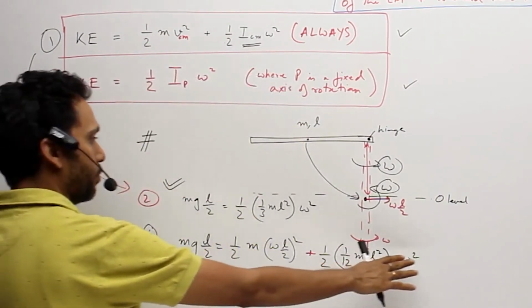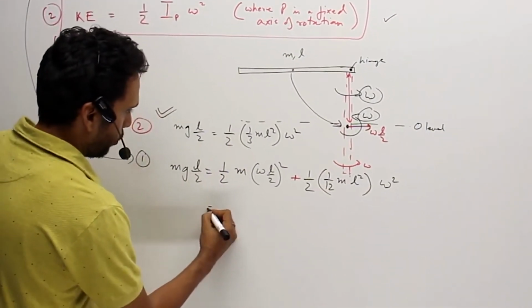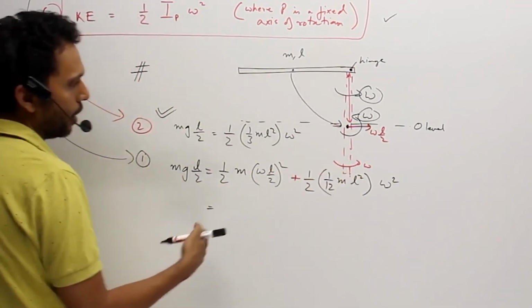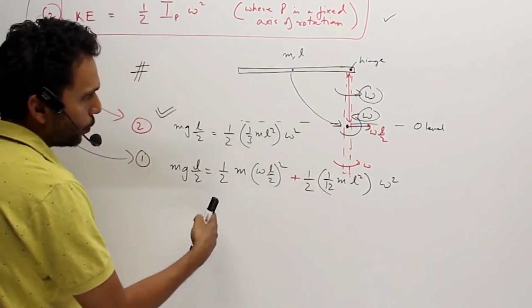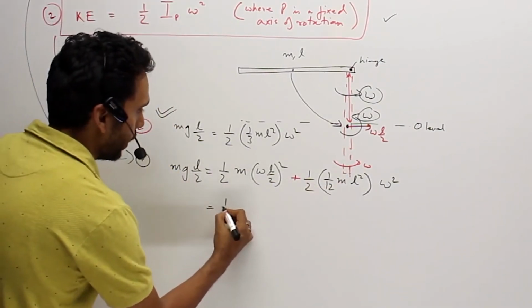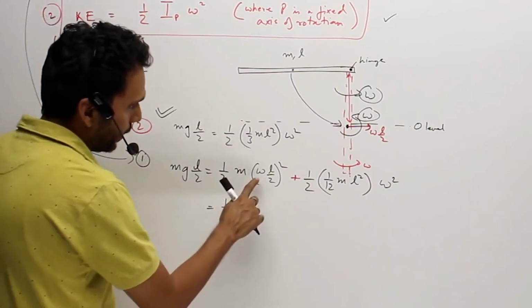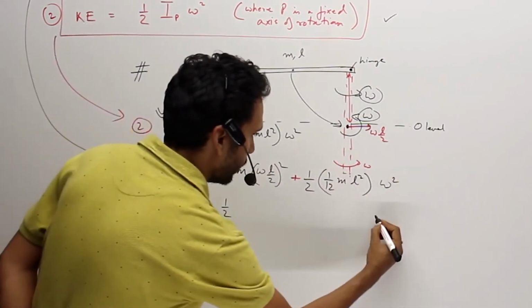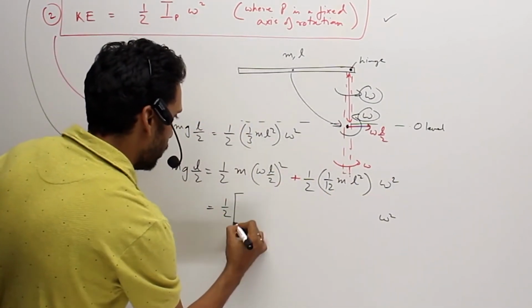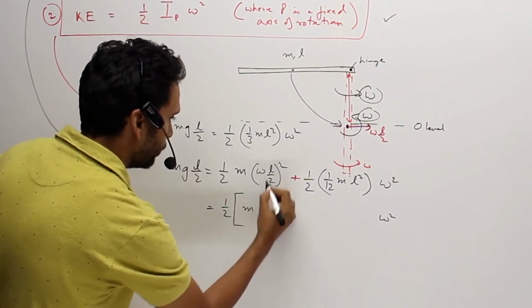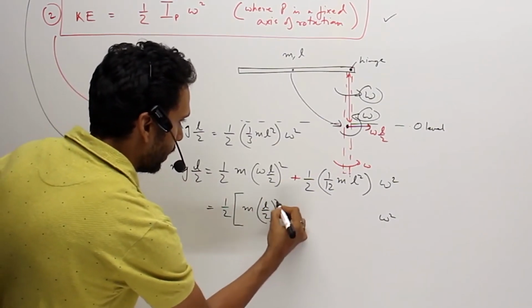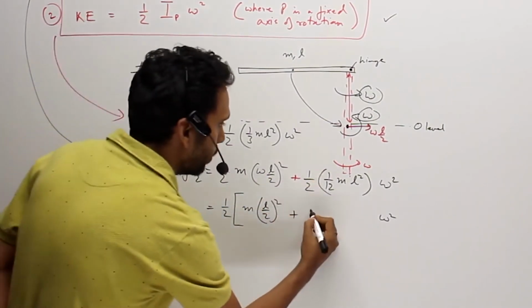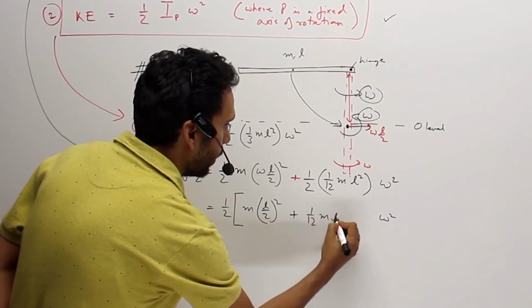So half ICM omega square. I'm not going to work it out fully. What I'm going to show is, in half a minute you will see what I'm going to show. So what I'm going to do is, I'll take this half common, I'll take the omega square common, I'll just take the omega square outside. If I take the omega square outside, what remains in the bracket is m L by 2 whole square and 1 by 12 ml square.